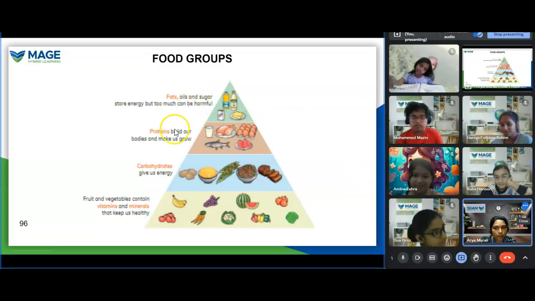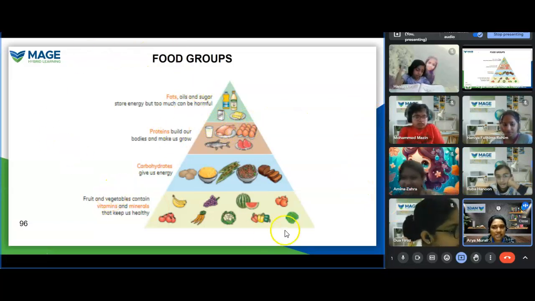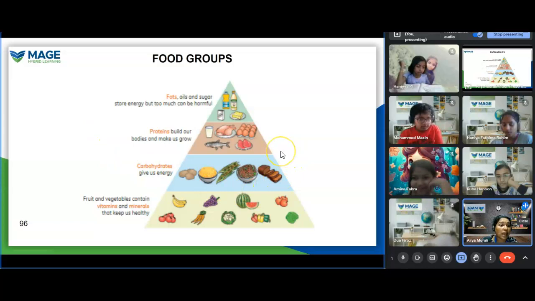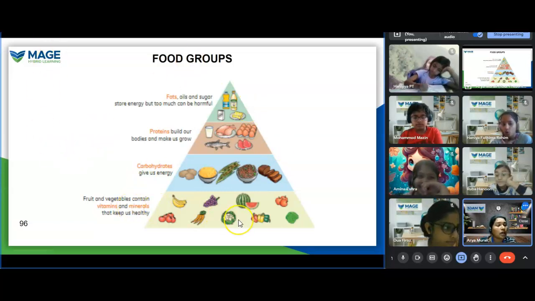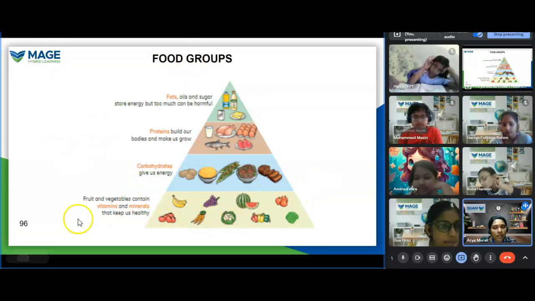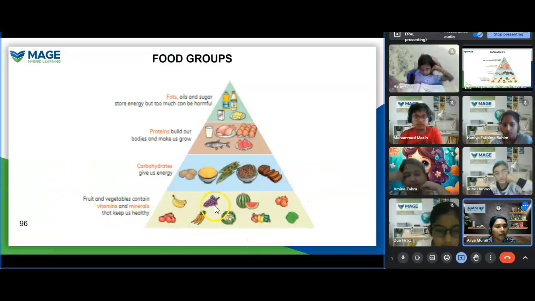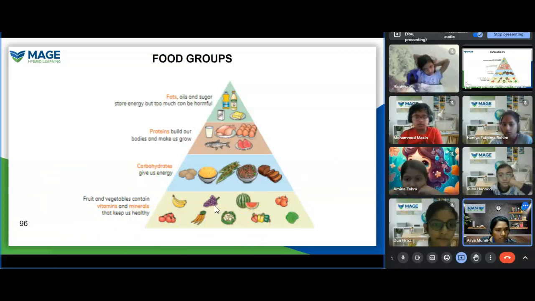So these fat, protein, and carbohydrate are mainly considered as macronutrients. Macro means big. Don't learn that name by heart, just for additional knowledge. Macro means big. So these three are needed in a large quantity, but vitamins and minerals are nutrients needed in a small amount as compared to the others.